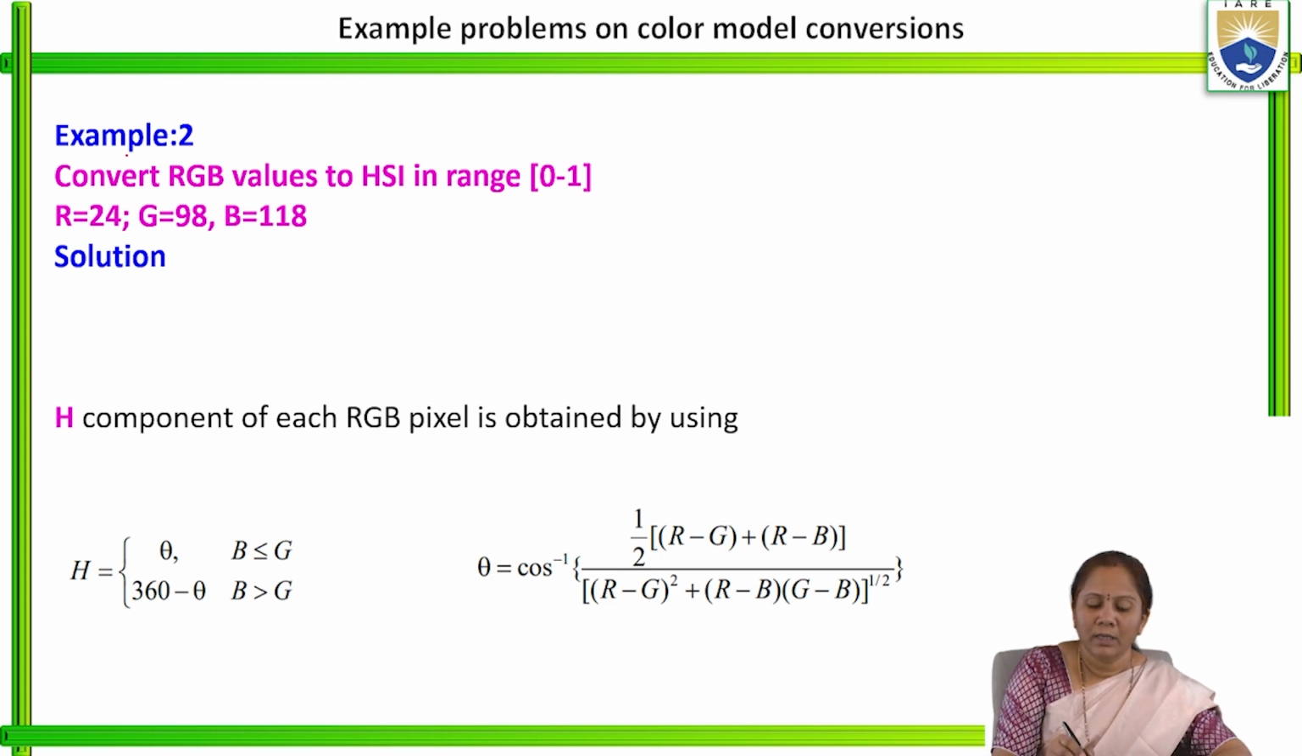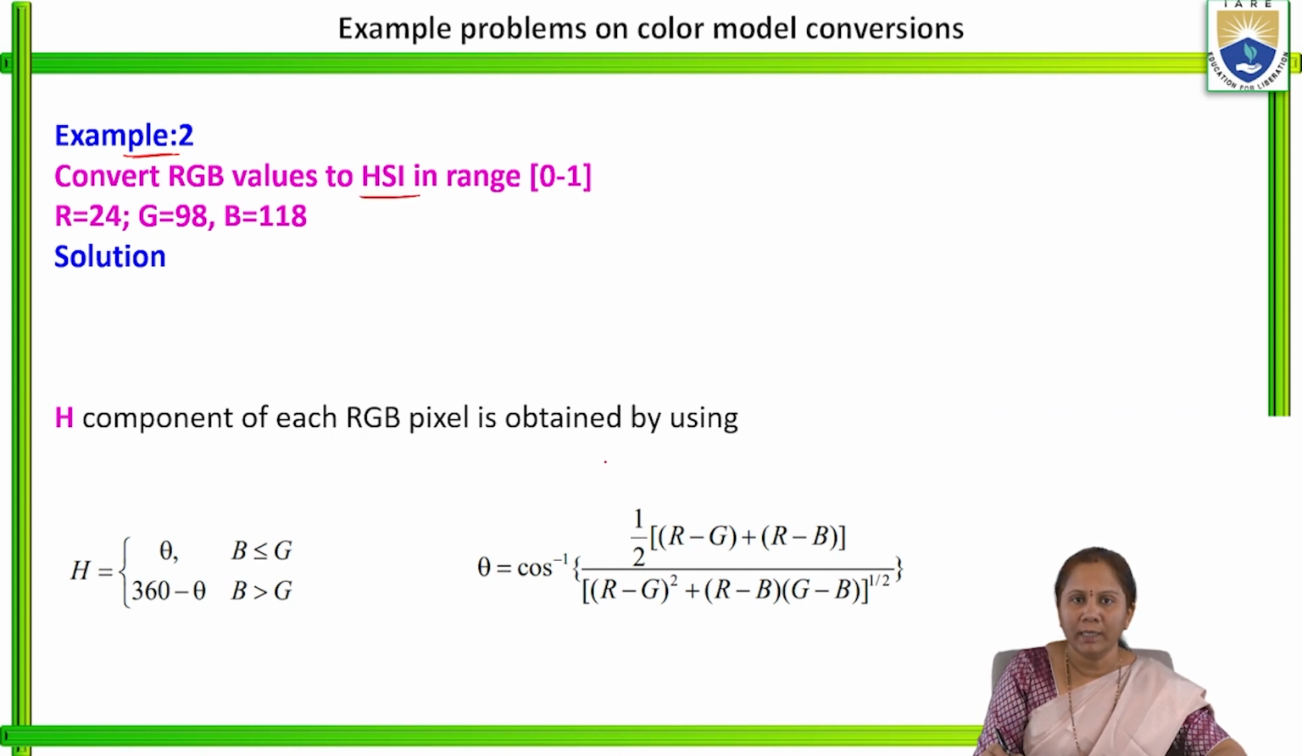Next example, convert RGB values to HSI in the range 0 to 1. So here RGB values are given. R is 24 and G is 98 and B is equal to 118. So considering these RGB values, we have to convert to HSI.